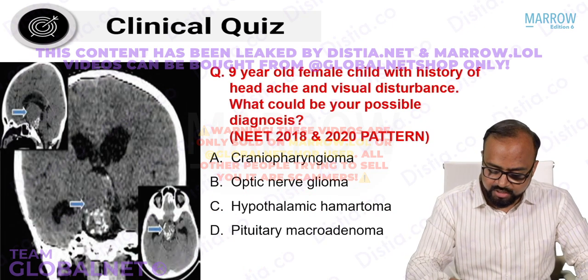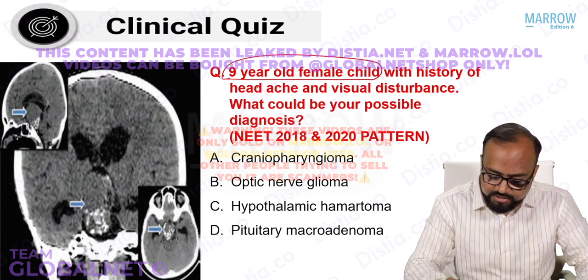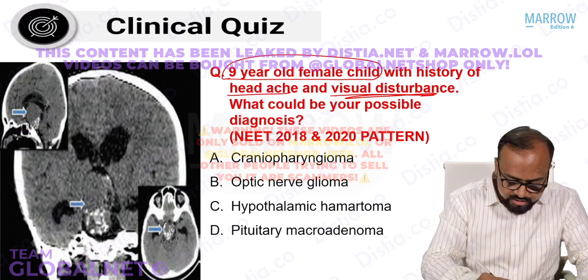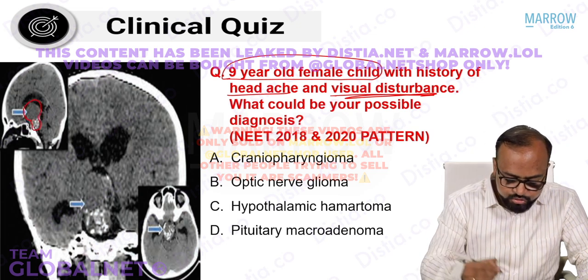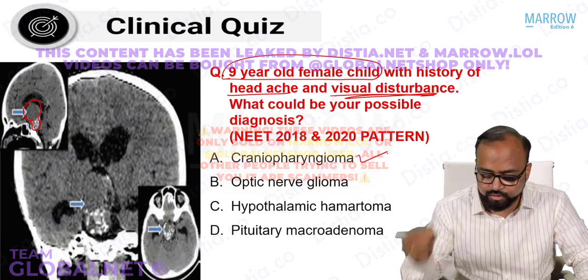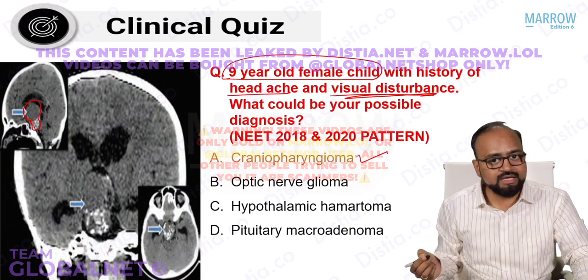So what is this tumor now? See, a 9-year-old child presents with headache, visual disturbance, bitemporal hemianopia. You see in the suprasellar region a calcified solid cystic mass. In children, it is craniopharyngioma. That is going to be the answer here.